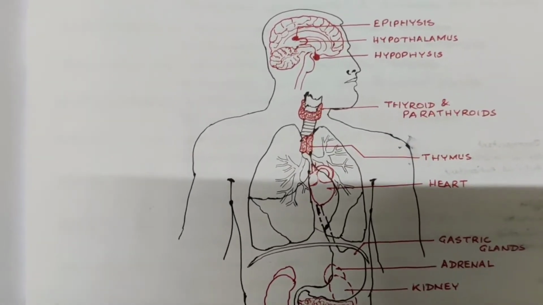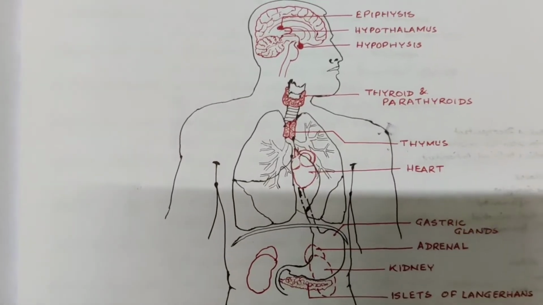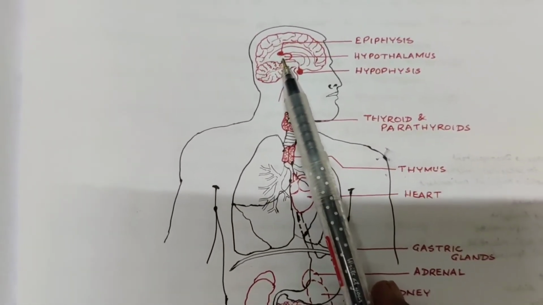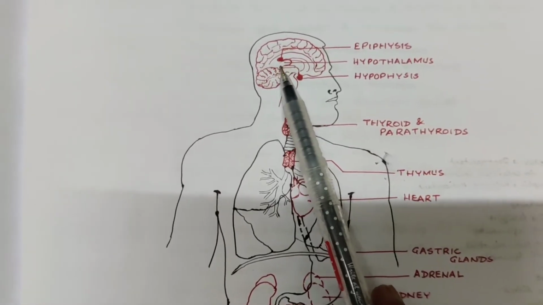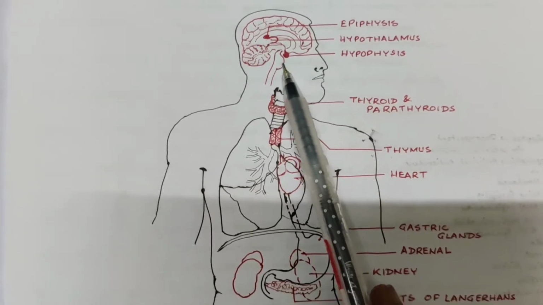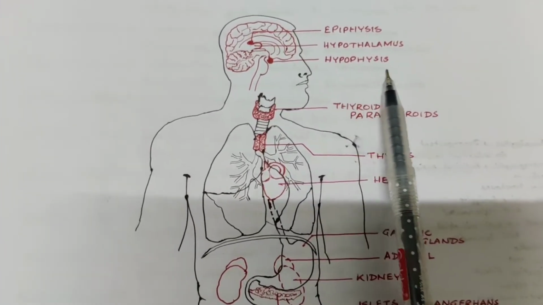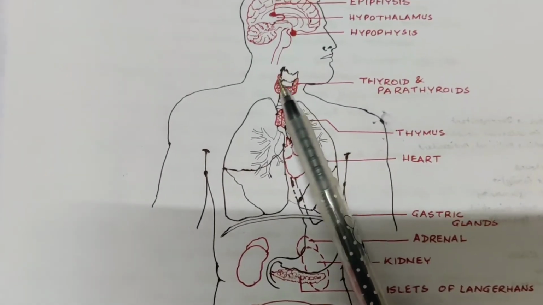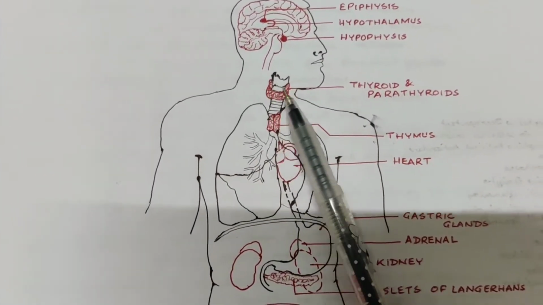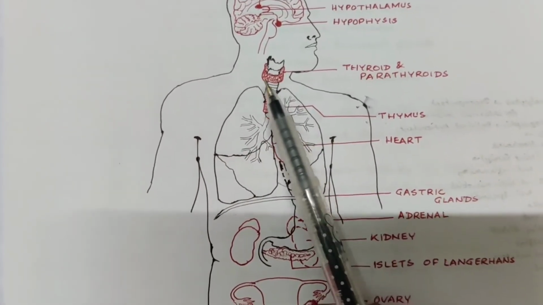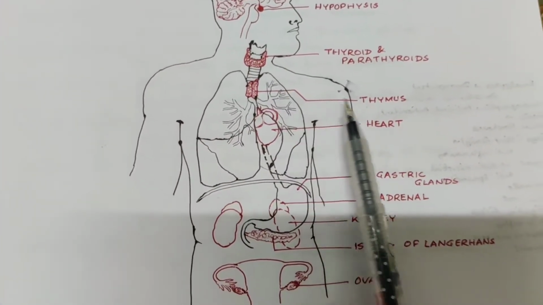Now suppose this is a human figure as given over here. Here there is a gland called epiphysis cerebri. Below this is the place for hypothalamus. Below that hypothalamus is the hypophysis or pituitary gland. In front of the larynx there lies the thyroid and the 4 parathyroid glands.